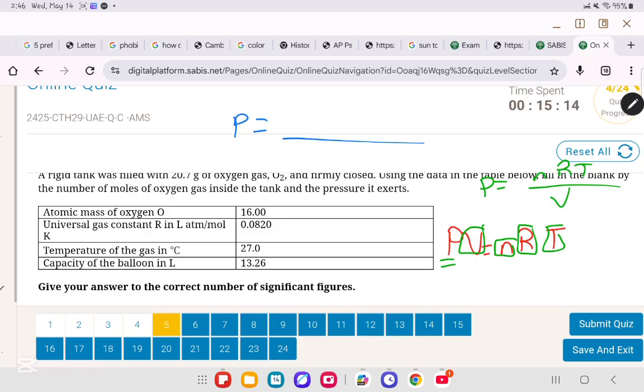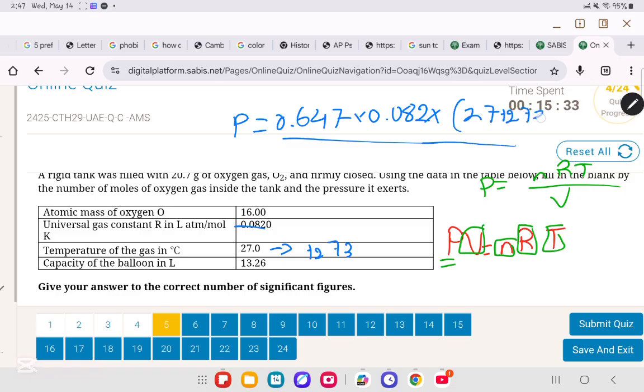It's equal to the number of moles, which we found previously to be 0.647, times R, which is 0.082, times what? Times the temperature, but the temperature always has to be in Kelvin. So plus 273, so it's going to be times 27 plus 273, over what? Over the capacity, which is the volume. So you will put it all on your calculator and you will get an approximate value of 1.2 atmospheres.